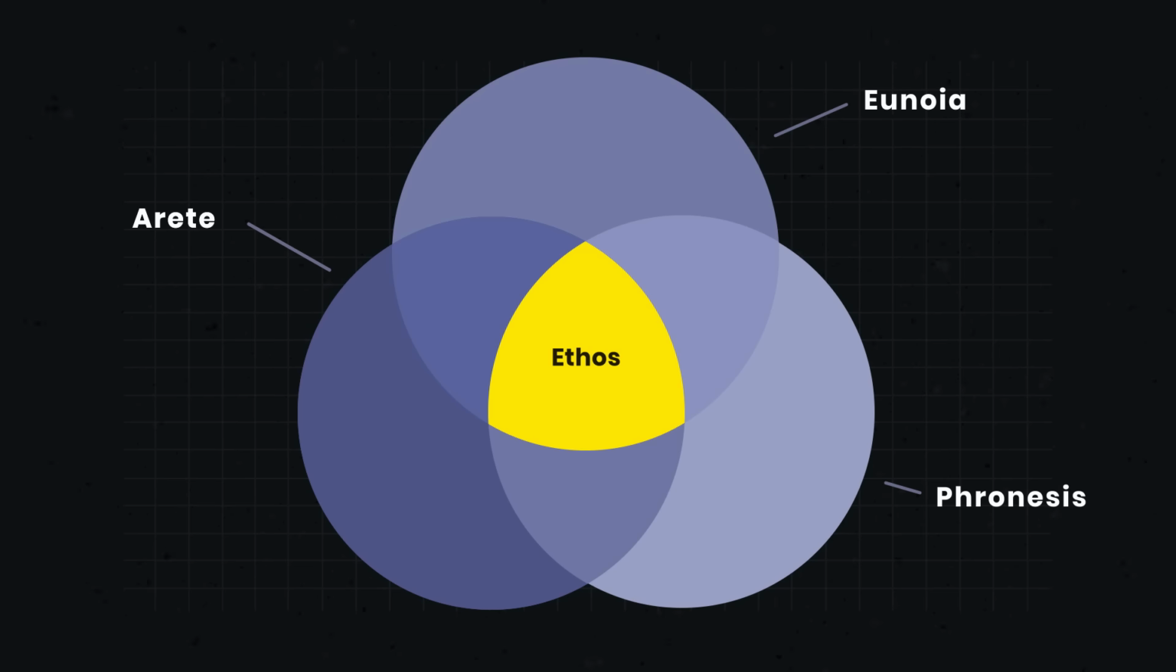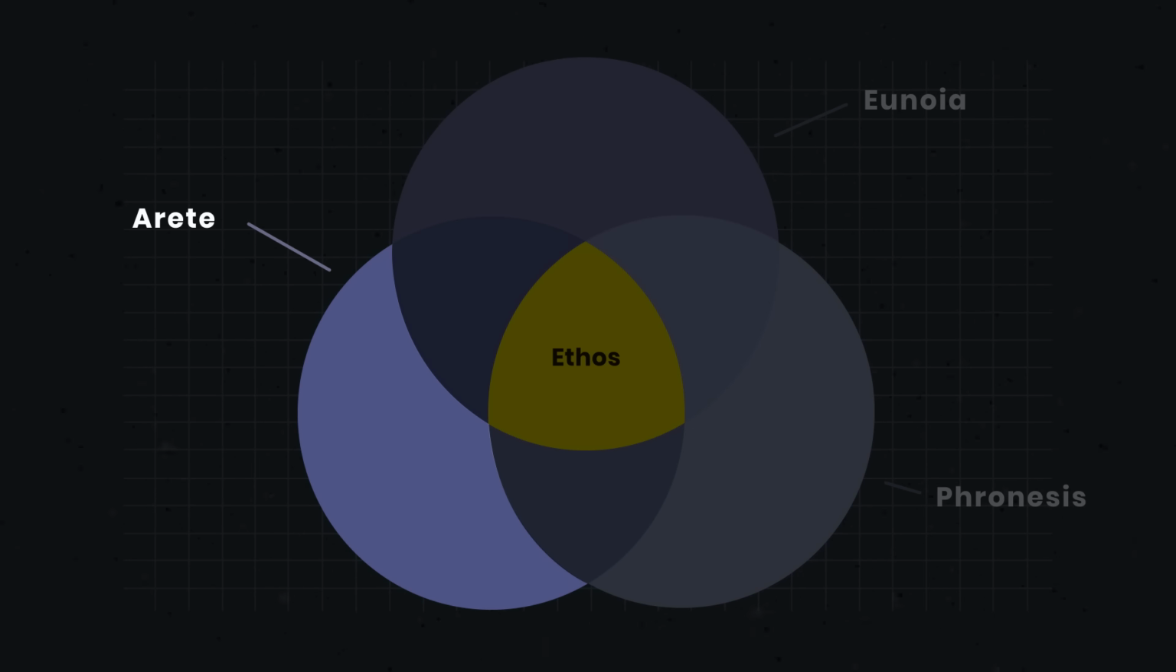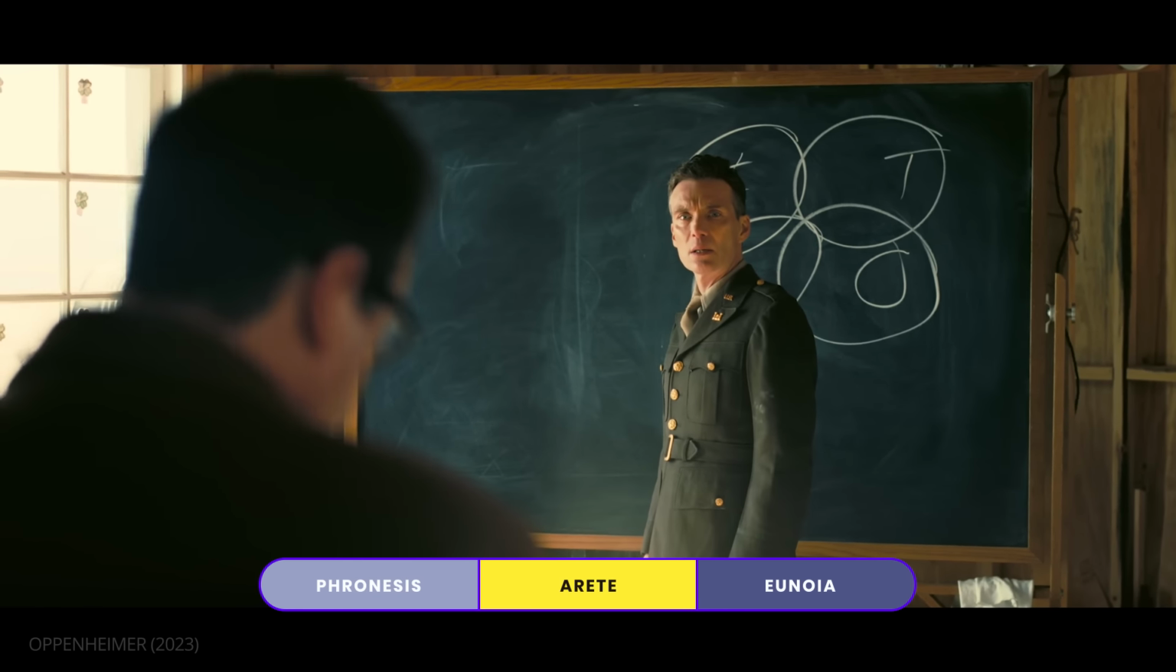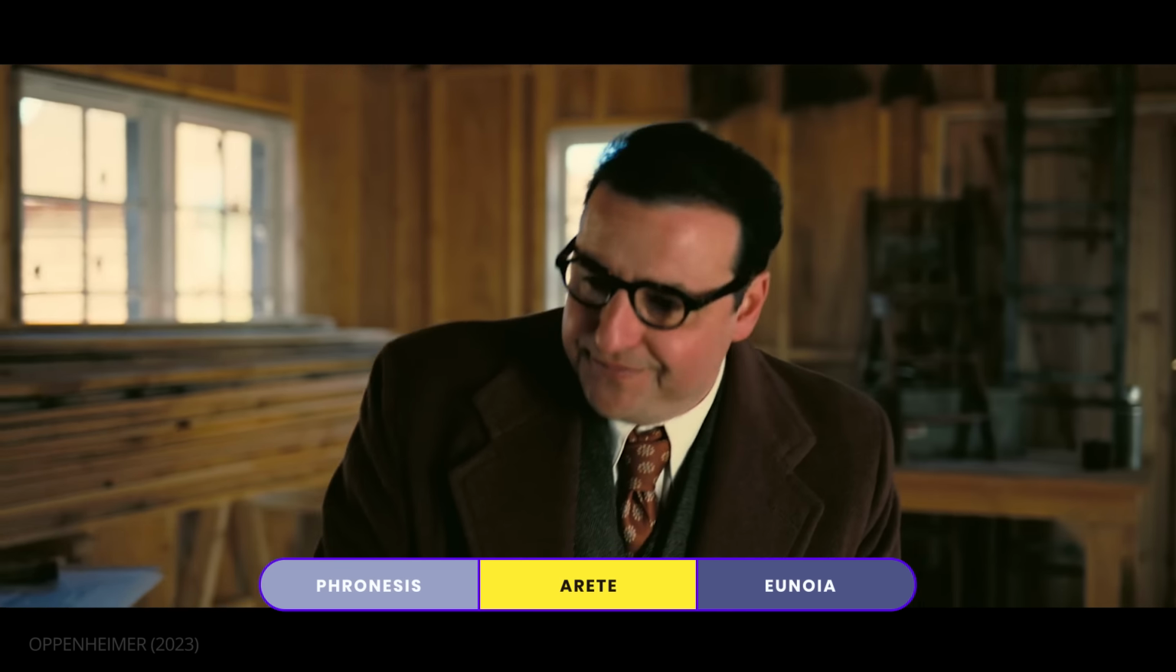The second element of ethos is arete. This is the moral value of your argument. To persuade an audience, it's important to lay out why what you're saying is morally sound.